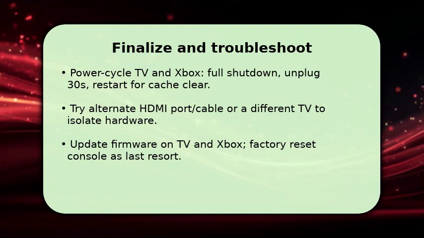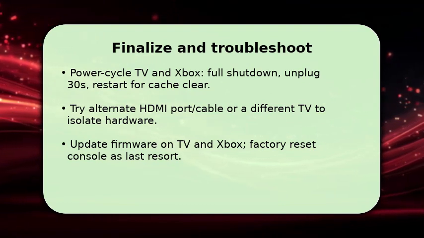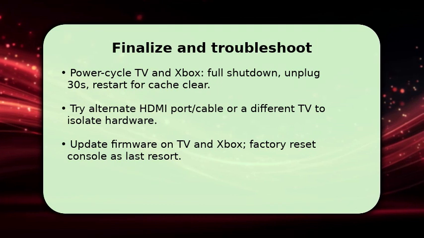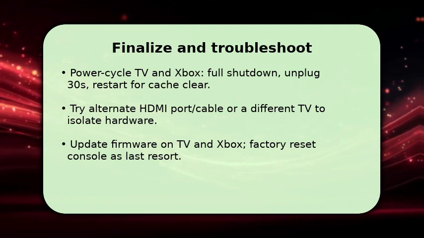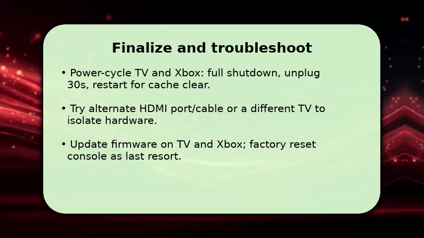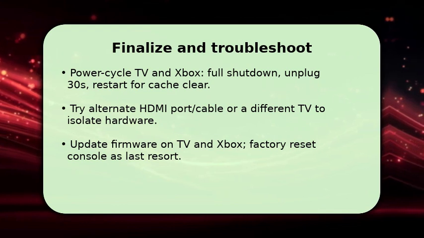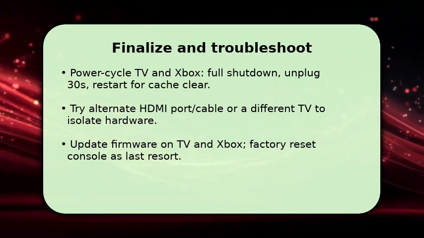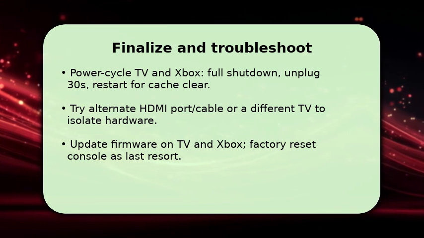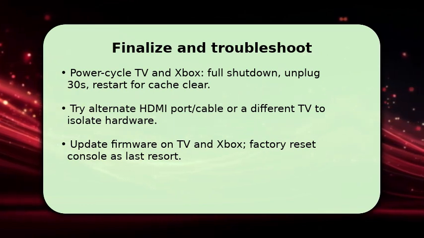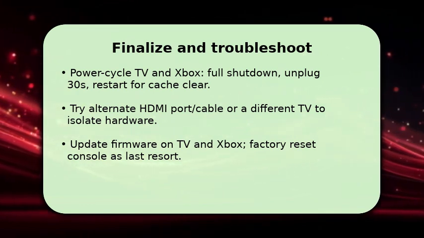Finish by power cycling everything. Fully shut down the Xbox, unplug the TV and console for 30 seconds, then restart to clear caches. If delay persists, swap HDMI cables and test a different HDMI port labeled 2.1. If still present, try another TV to isolate whether the issue is the display or the console.